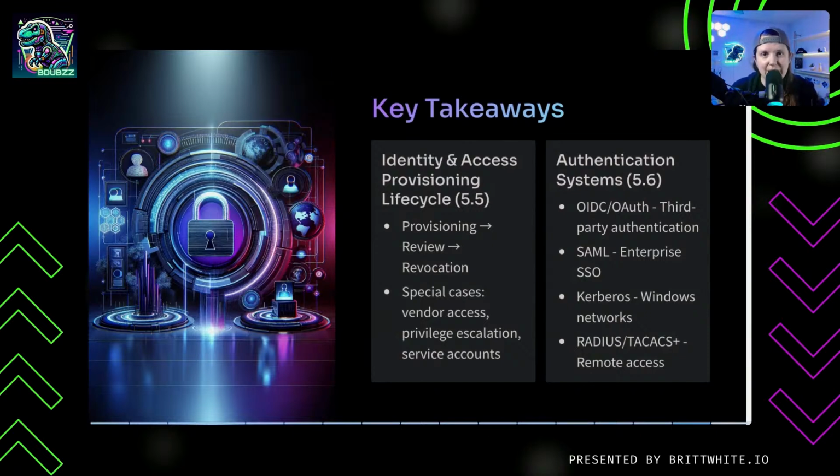Now, why does all of this matter? Because poor IAM is like having a building with unlocked doors, missing security cameras, and no guest log. Hackers will walk right in. Good IAM, on the other hand, is like having a world-class security system where every entry point is monitored, every access is tracked, and every person only has the keys they absolutely need.